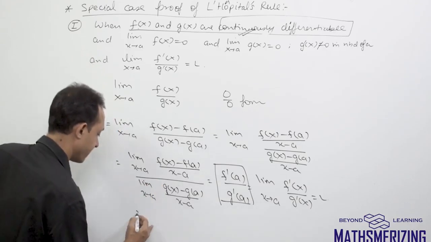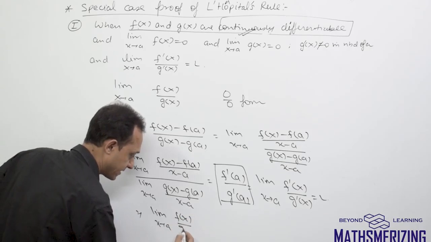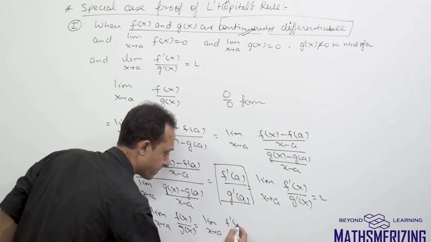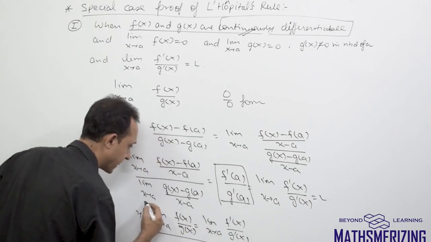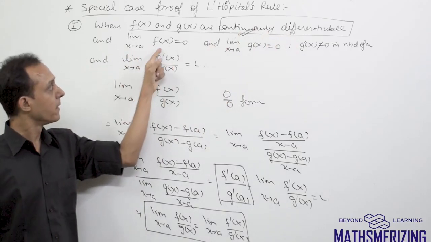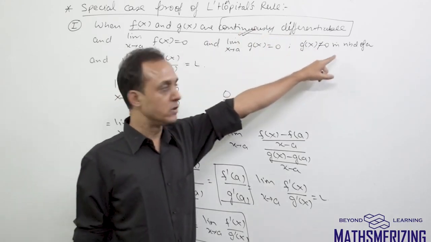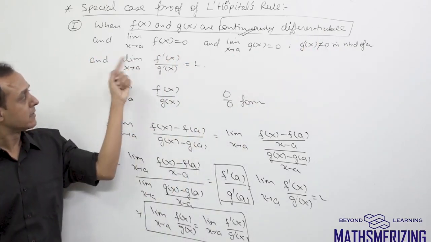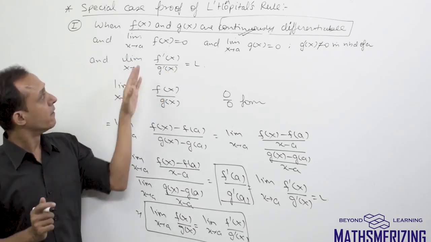So from here we can say this limit x tends to a f(x) upon g(x) is equal to limit x tends to a f'(x) upon g'(x) in this special case, when f and g are continuously differentiable, and limit x tends to a f(x) is 0, limit x tends to a g(x) is 0, g'(x) is unequal to 0 in the neighborhood of a, and this limit x tends to a f'(x) upon g'(x) exists and is equal to L. So that's our first case proof of f(x) and g(x).